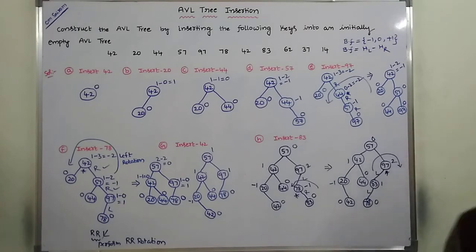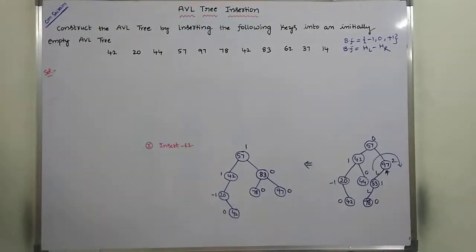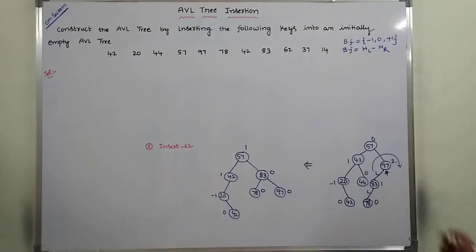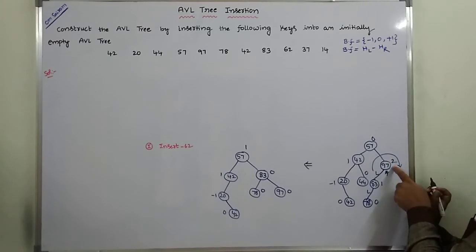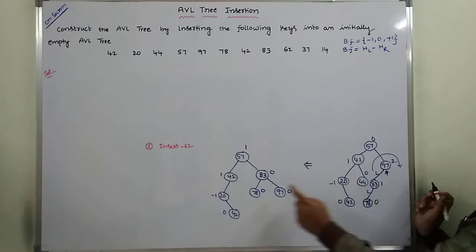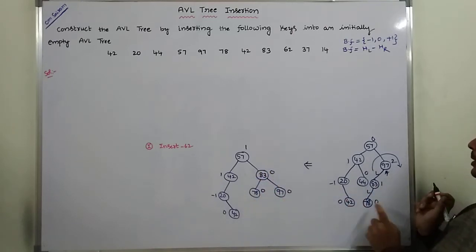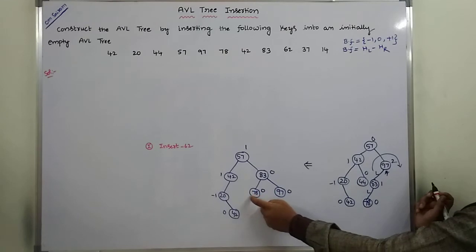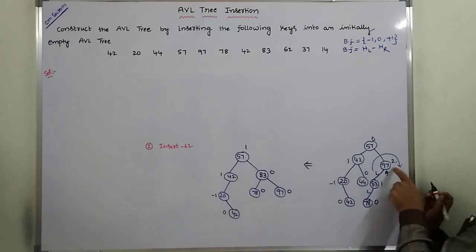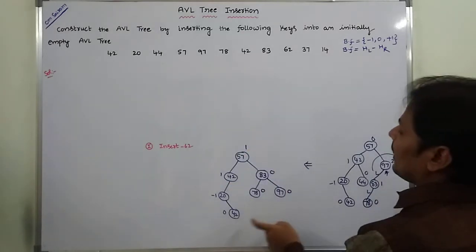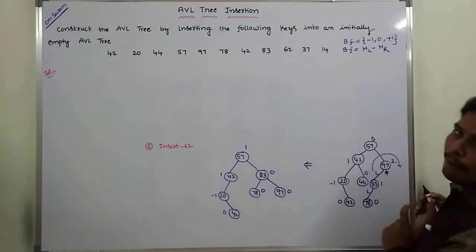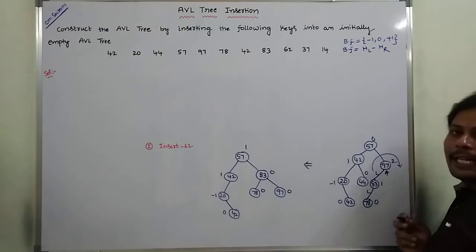Now we have to perform a right rotation with respect to the node 97. After performing the right rotation, 97 goes down, 83 goes up, 78 goes up. Now 83 is the root node, 78 is the left child of 83 and 97 is the right child of 83. Now the balance factors are 0, minus 1, 1. Now it becomes an AVL tree.